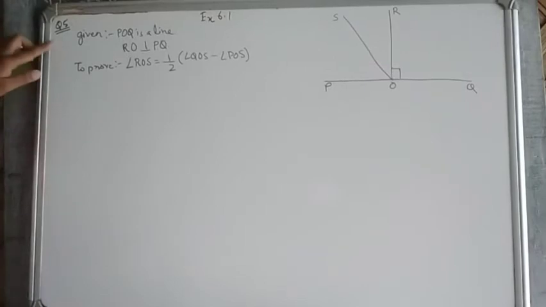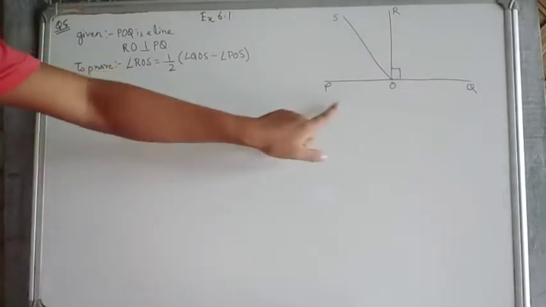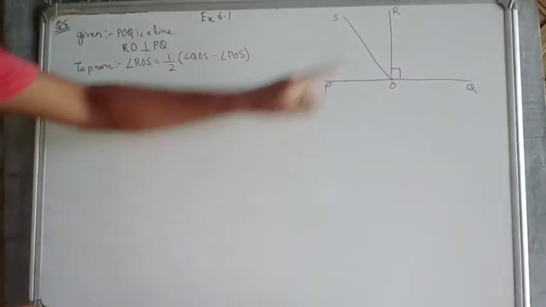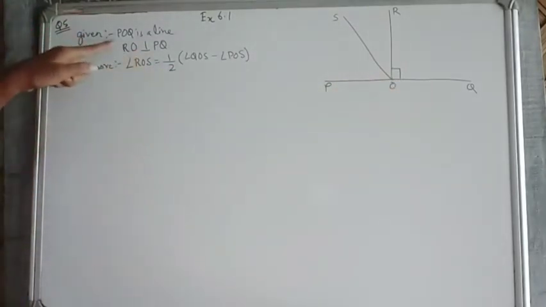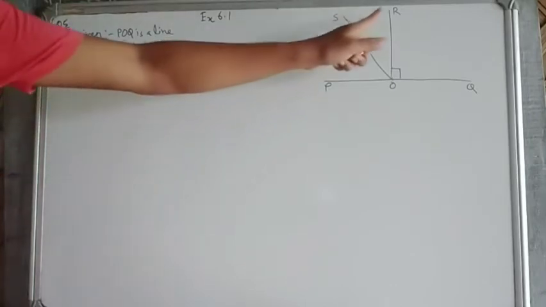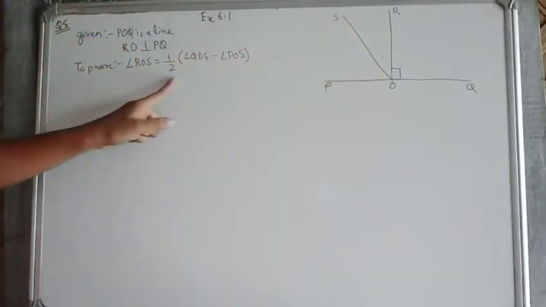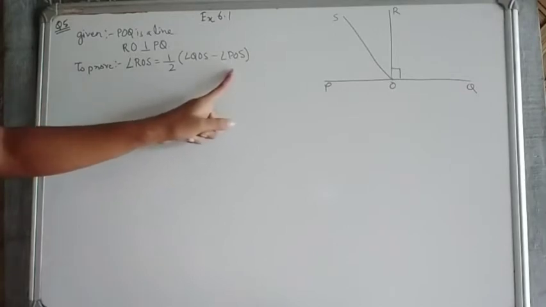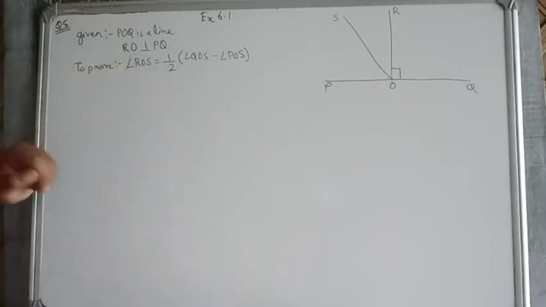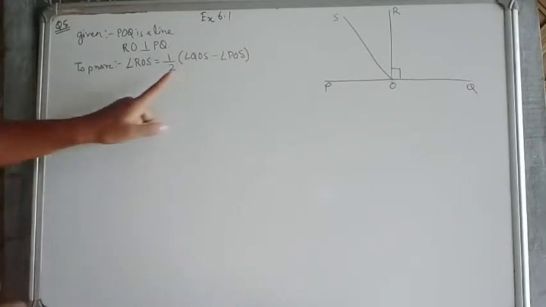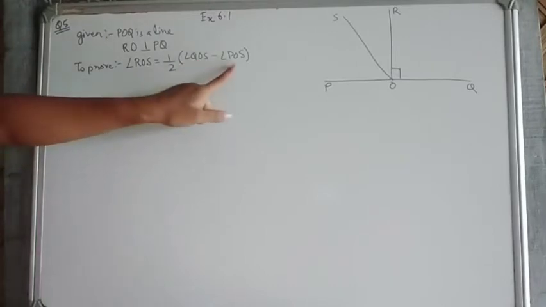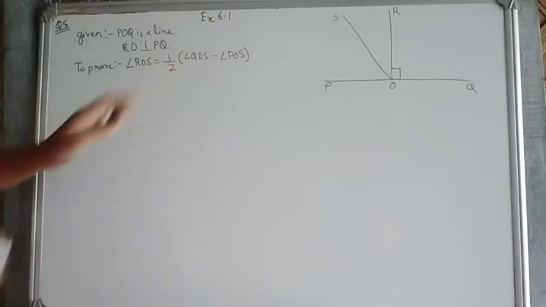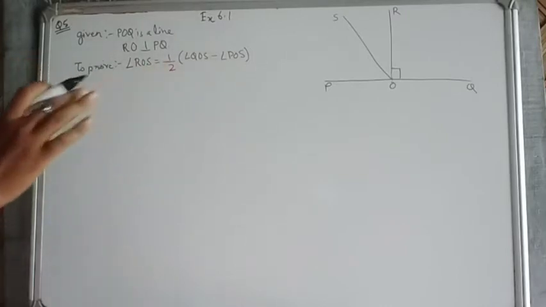So in question number 5, what is there? This is your diagram where POQ is a line, RO is something which is perpendicular on PQ. This is what it is given. So we wrote this as given. Then we have to prove that angle ROS will be equal to half of angle QOS minus angle POS. This we have to find somehow. Now what we will do, we will find this angle QOS and angle POS. Then we'll try something, we'll get our answer.